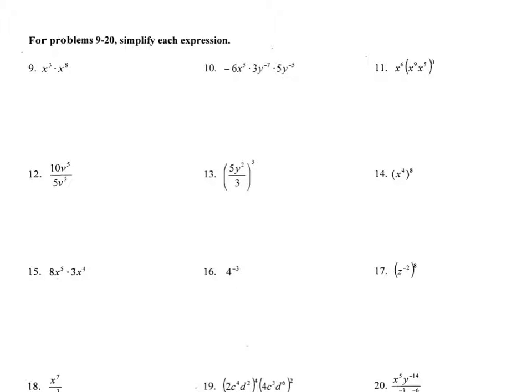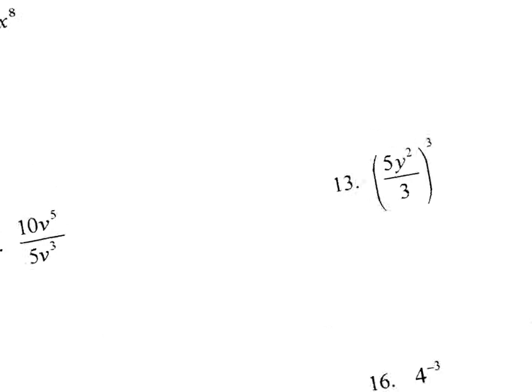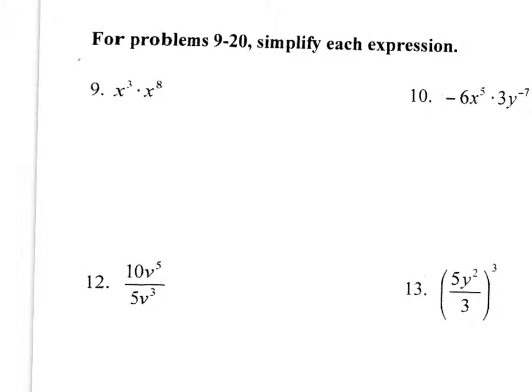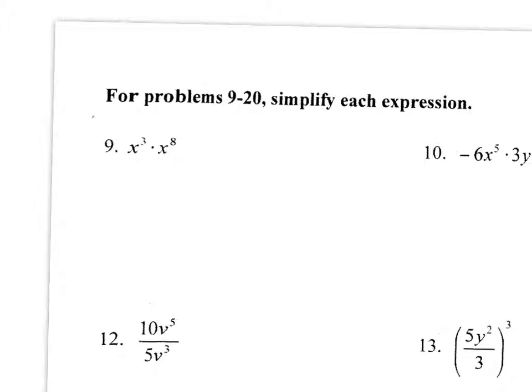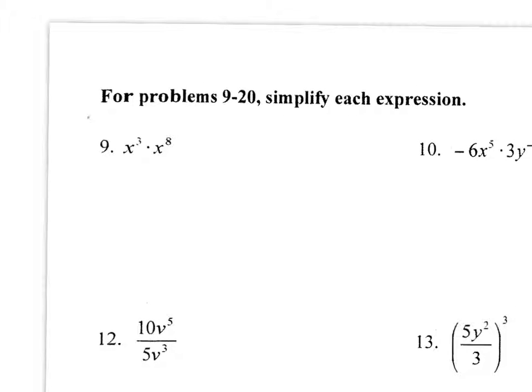Page 2, here we go. Some basic rules here. Problem 9. X to the third times x to the 8th. Whenever you're multiplying, you add exponents. So x to the 11th.